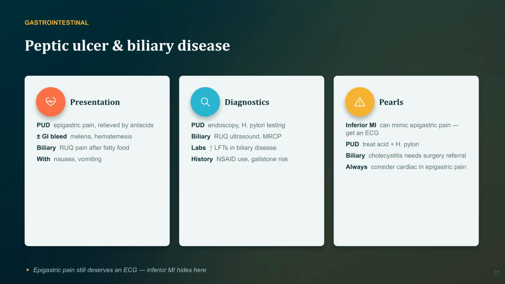Peptic ulcer and biliary disease often present with epigastric or right upper quadrant pain. Crucially, an inferior myocardial infarction can mimic these symptoms perfectly. Always order an electrocardiogram for any patient presenting with upper abdominal pain to rule out cardiac disease.